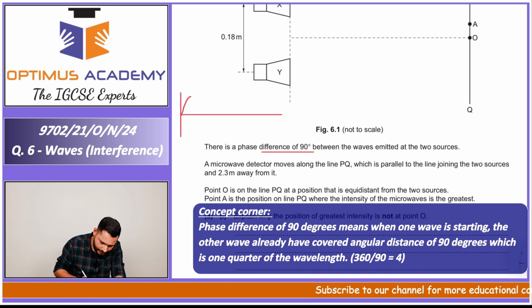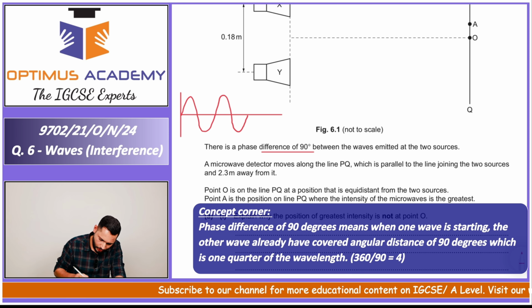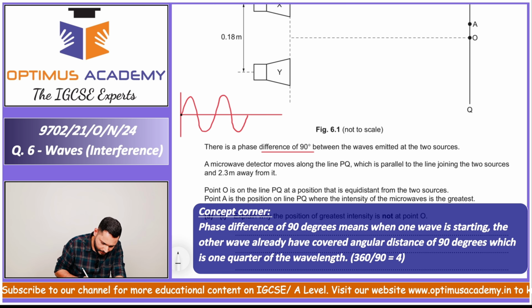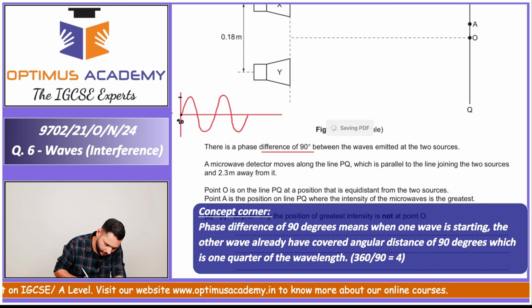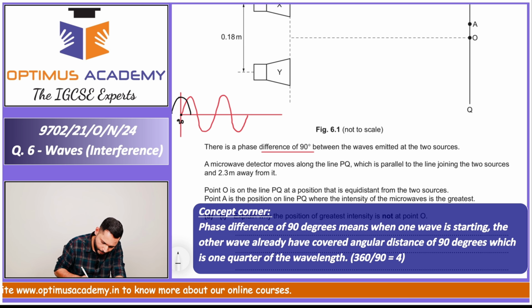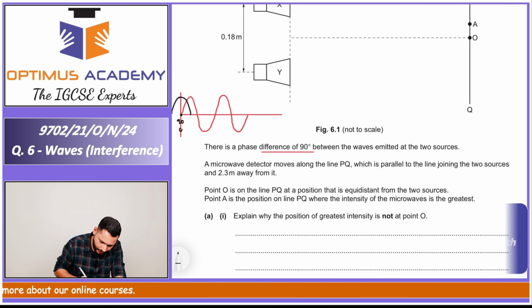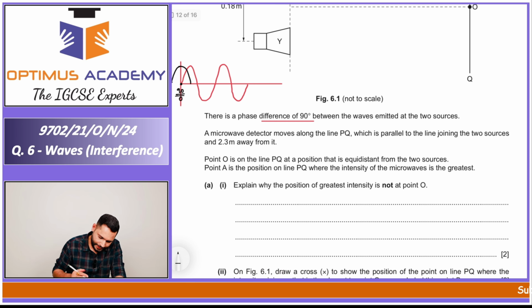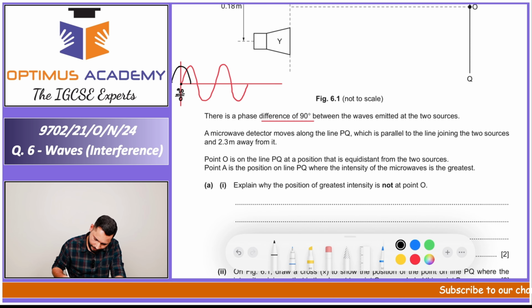Suppose first wave is emitted and it travels like this. So when the first wave is at 0, the second wave already covers the distance of 90 degrees, meaning the wave starts from somewhere here, like this. So when first wave is at 0 angle, second wave already has covered the angle 90 degree. That's why the phase difference between them is 90 degree.